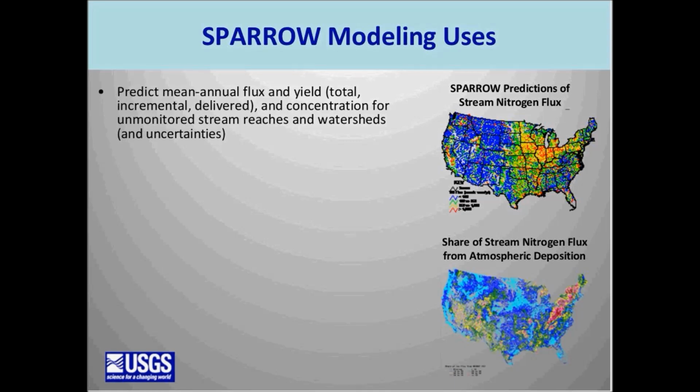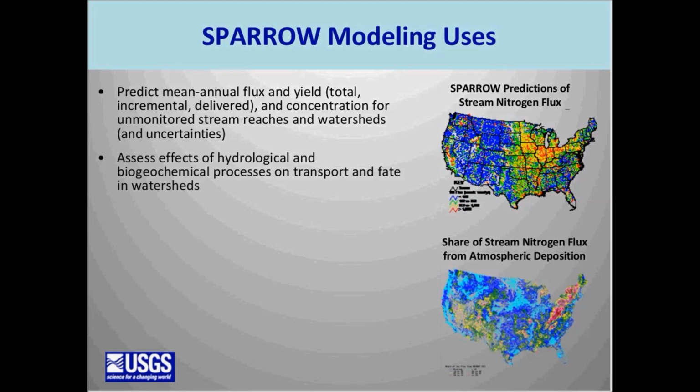All right, so as I said, there are different uses that people have been making of the SPARROW model. The first one is to predict the mean annual flux, yield and concentration for these unmonitored streams, reaches, and watersheds. Assess the effects of hydrological and biochemical processes on transport and fate. So SPARROW incorporates a number of equations which have what we call land-to-water transport functions, which help us understand what happens to nitrogen and phosphorus as it's moving across the watershed.